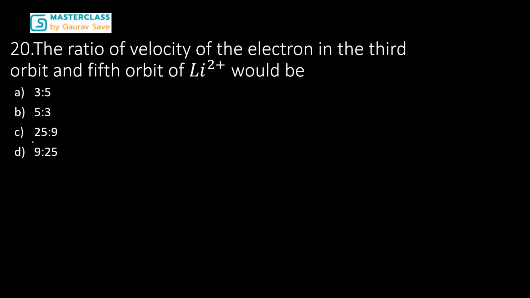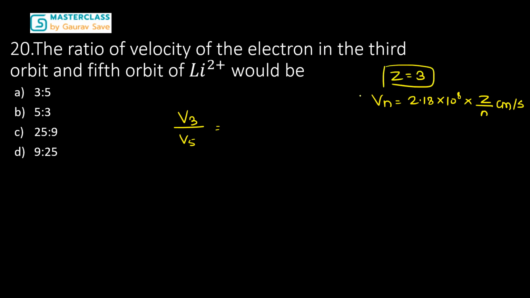Next, the ratio of velocities of electron in the third orbit and fifth orbit of Li plus 2. Guys, velocities in third orbit and velocities in fifth orbit. Formula for velocity in nth orbit is 2.18 into 10 raised to 8 into Z upon n centimeter per second. So let's put down these values. Now Z for lithium is 3.